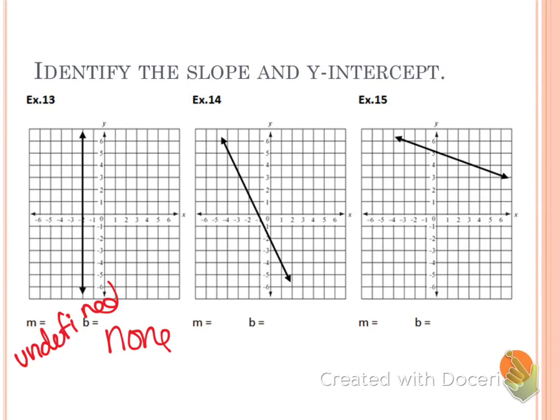That is always how it will happen. If your slope is undefined, there will not be a y-intercept. If there is not a y-intercept, it ought to be because your slope is undefined. Any other line should cross the y-axis at some point. Alright, moving on.